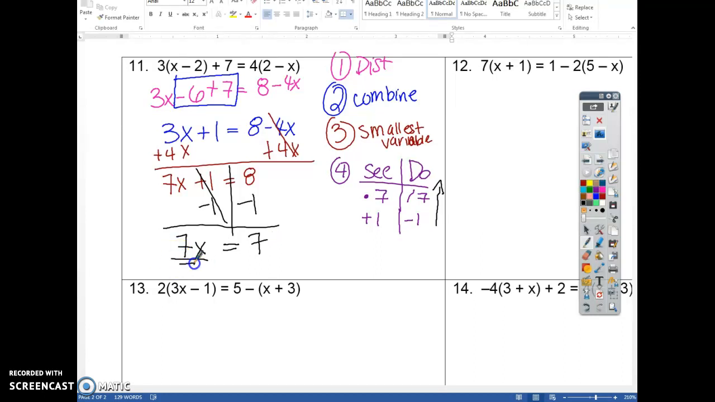And then what's 7 divided by 7, ladies and gentlemen? Put it in your calculator. What's 7 divided by 7? 1. So what does your x equal? Right. Your x equals 1.